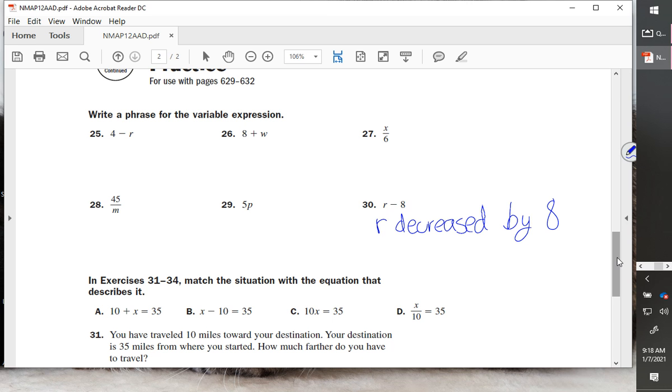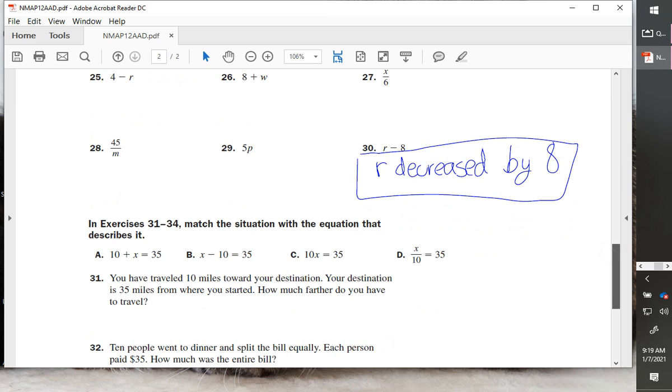Okay, so having that book open to that page is going to help you write these phrases for the variable expressions. And we cannot solve them because we do not have any more information. So we don't have to have number answers. We just have to have these phrases written for each one of these, questions 25 through 30. Does that make sense? Okay.